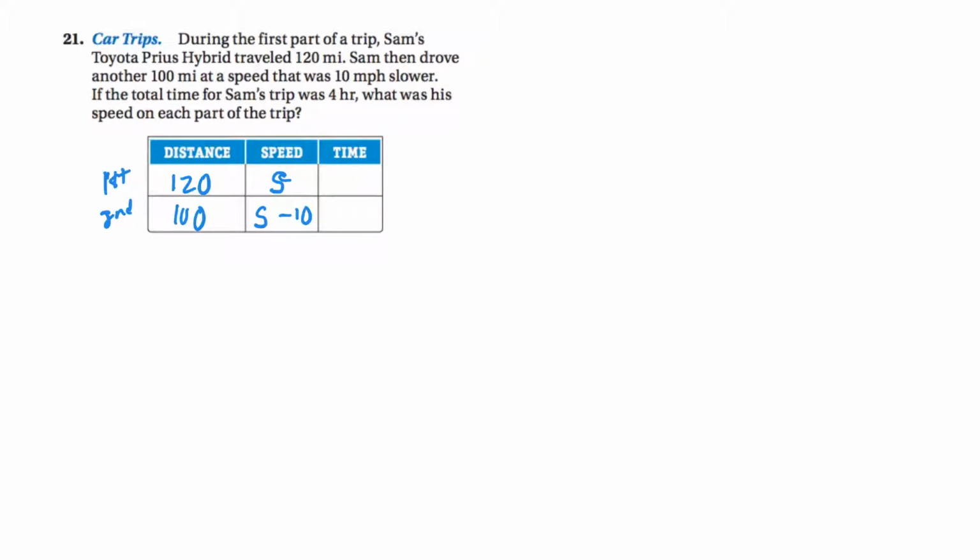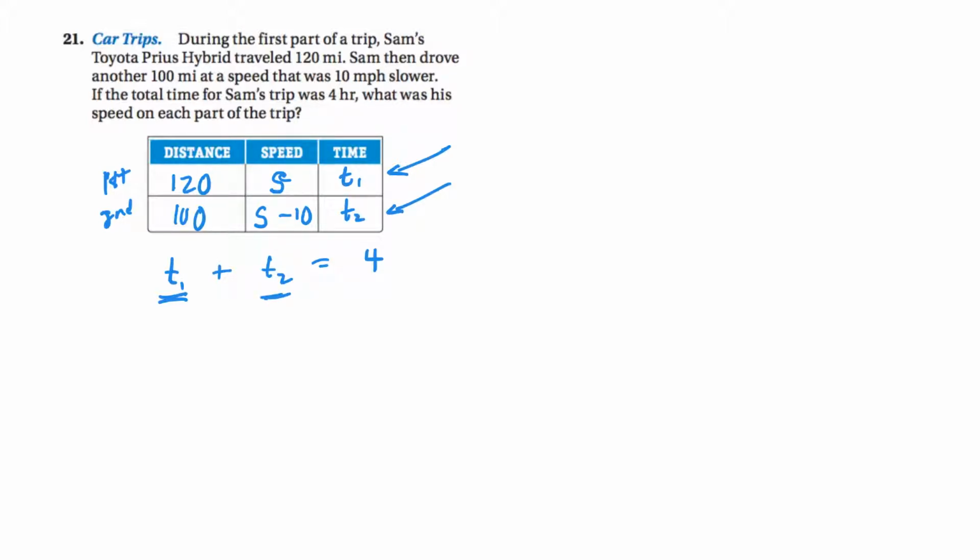So I don't really know what this time is. I could maybe call it time one and time two. And I guess I know that time one plus time two is equal to 4. So if I can manipulate this equation here for time, then I can plug that in right here. And same thing here, manipulate this equation for time. I'll plug it in there.